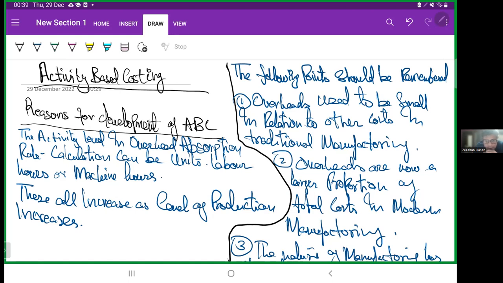Number three, the nature of manufacturing has changed. Many companies must now operate in a highly competitive environment, and as a result, the diversity and the complexity of the products has increased. If you have any questions still here, you guys can ask me.